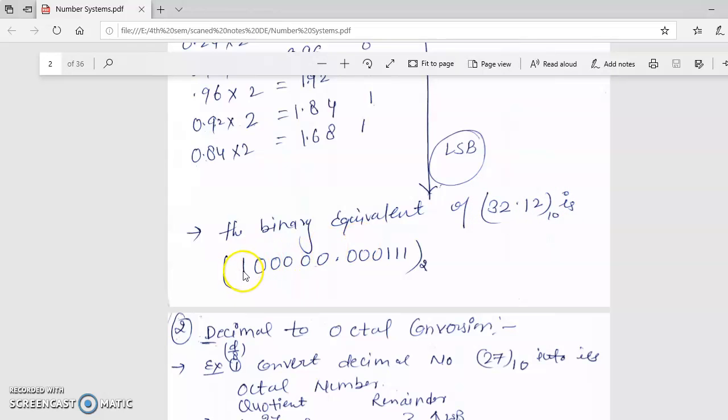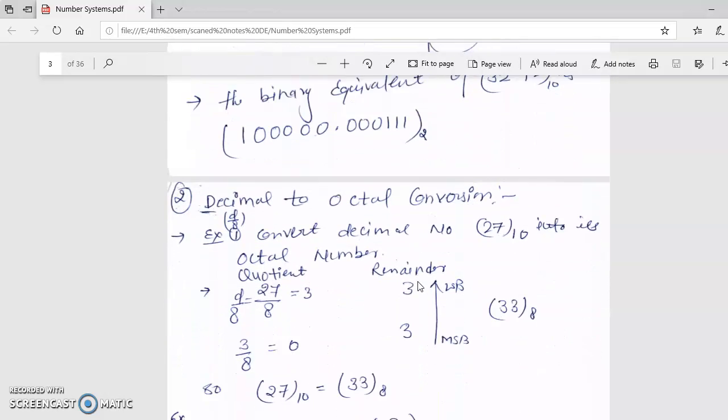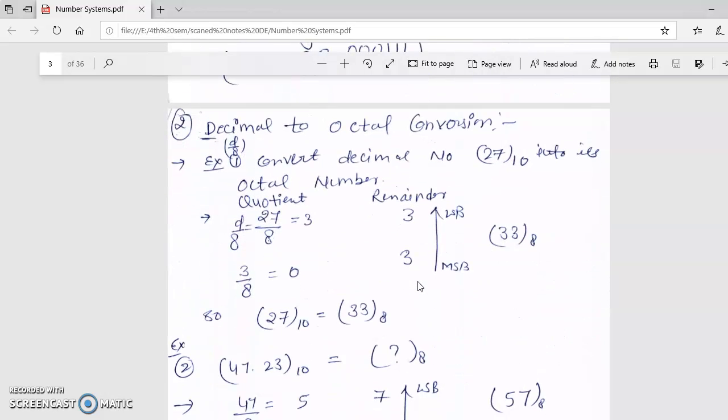This whole number is equivalent to 100000, and the fraction is equivalent to 0.12 in binary. This is the process of converting any decimal number into any other number system. This is the example for binary. Next example is decimal to octal conversion.